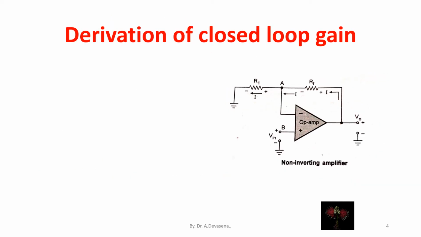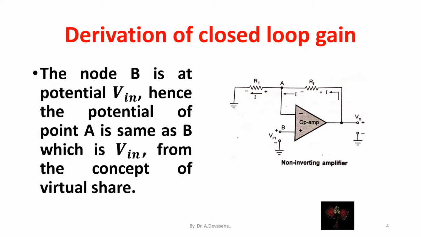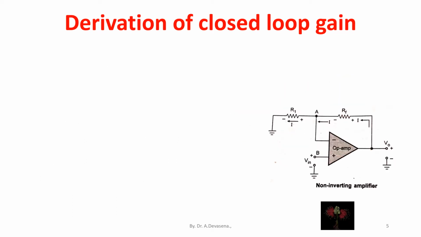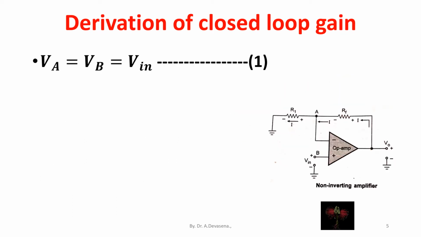Let us discuss the derivation of closed loop gain for the non-inverting amplifier. The node B is at potential Vin. Hence, the potential of the point A is the same as point B, which is Vin, from the concept of virtual short. That is, VA is equal to VB, that is equal to Vin. Consider this as equation 1.